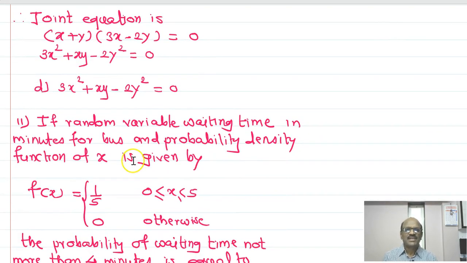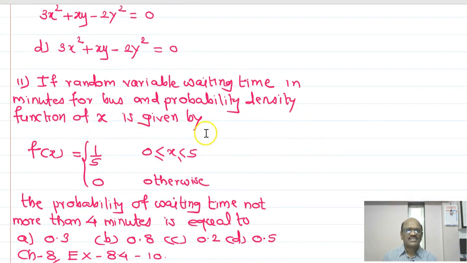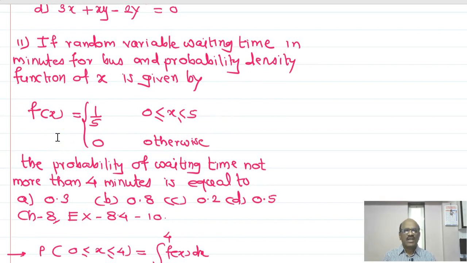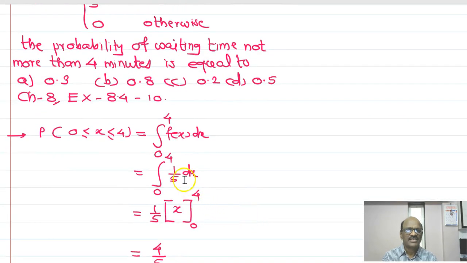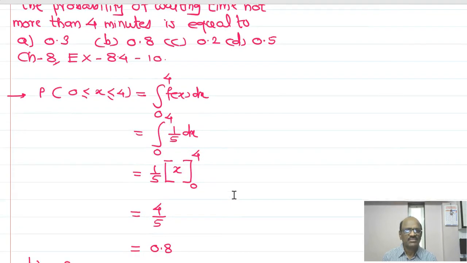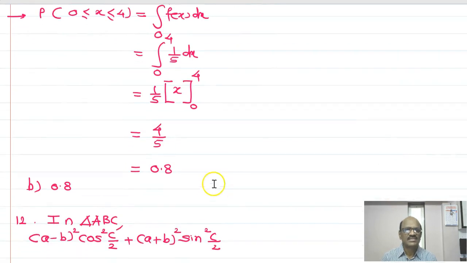Now the next question. If the random variable is the waiting time in minutes for the bus and the probability density function of x is given by f(x) = 1/5 for 0 ≤ x ≤ 5, otherwise 0, the probability of the waiting time not more than 4 minutes is, again a very simple question, the probability that x lies between 0 and 4, that is the integral from 0 to 4 of f(x) dx. It is a very simple integral, the integral of dx is x from 0 to 4, which equals 4/5, and hence that is 0.8.